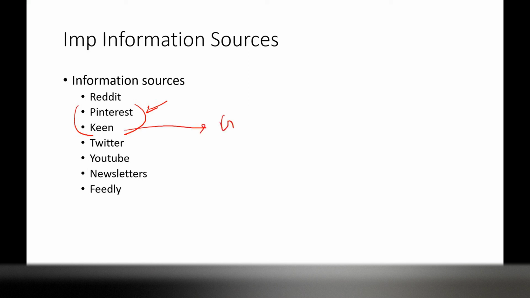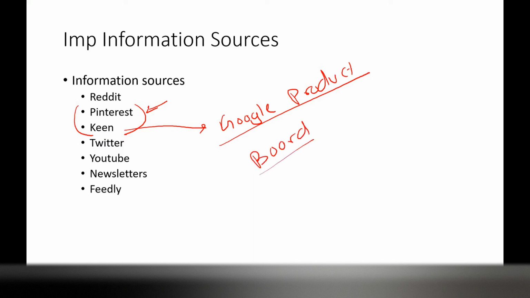Keen is a Google product. And it's not just for images. So you create a board just like Pinterest and you pin some links. Then it will find all the relevant stuff, all the important stuff to that. So you don't have to search for it. It will be automatically recommended.